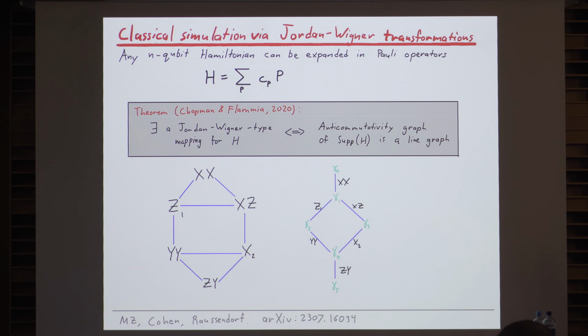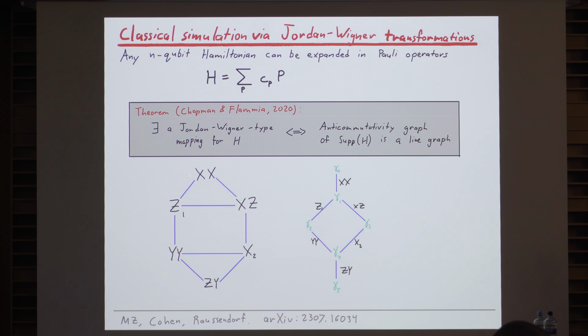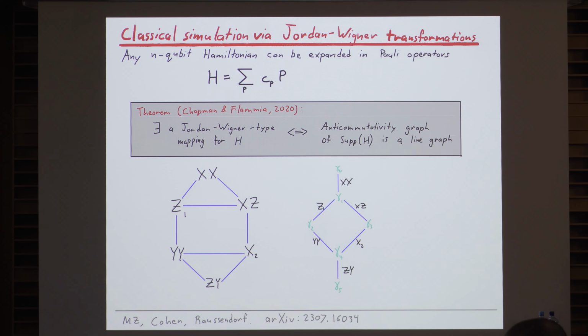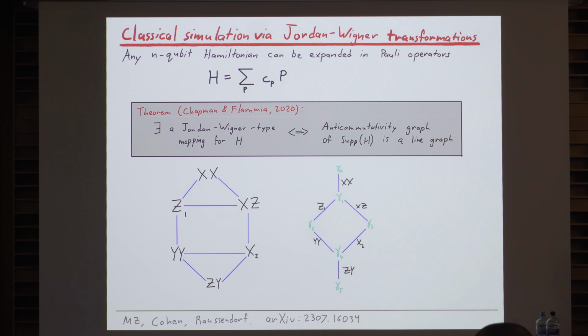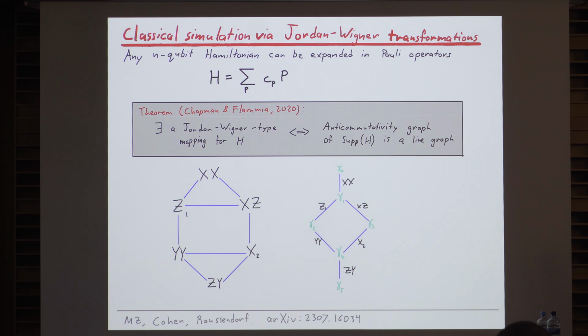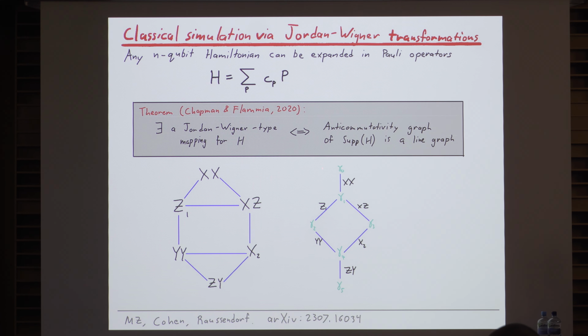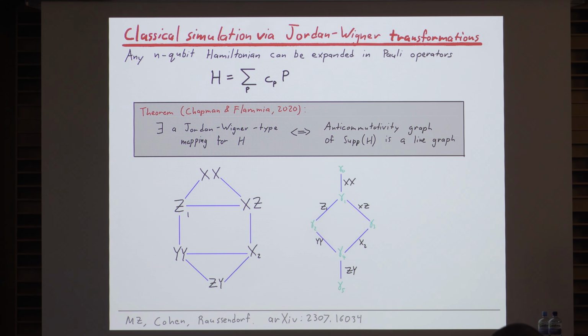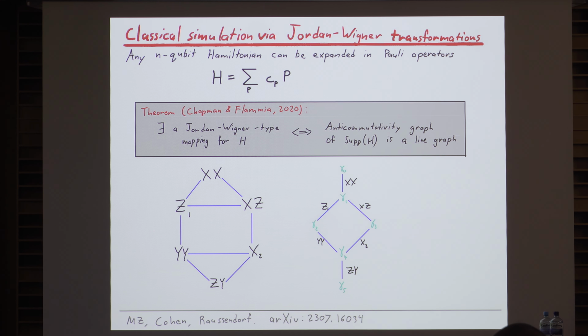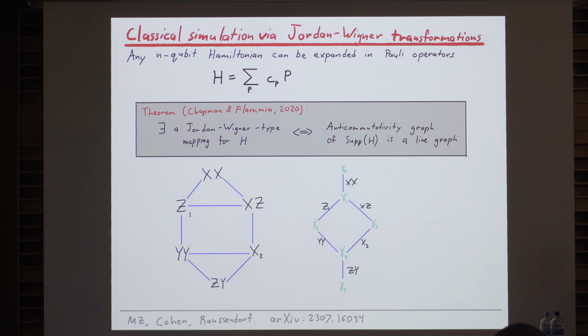So XX shares a vertex with Z1, and so you have an edge between XX and Z1 on this side. So this is a line graph of this root graph. So there exists one of these Jordan-Wigner style transformations. The way you get it is you identify each vertex of the root graph with a Majorana fermion operator, and then you identify the Pauli operators, which live on the edges, with products of the two vertices on either side. So this tells you how to map Hamiltonians to free fermion models.